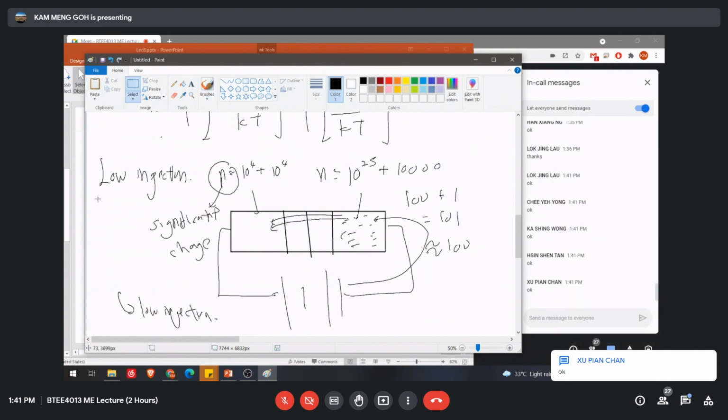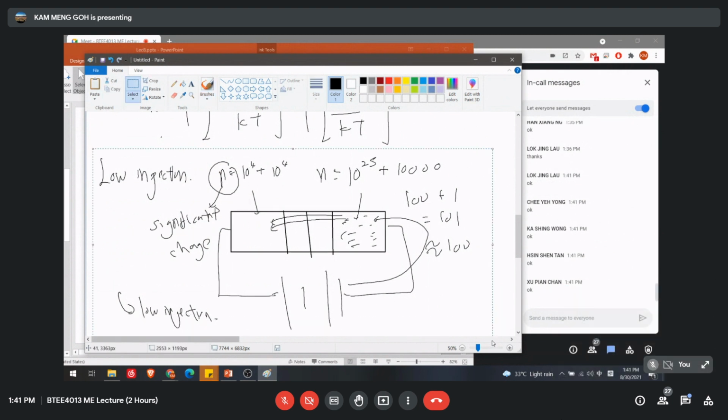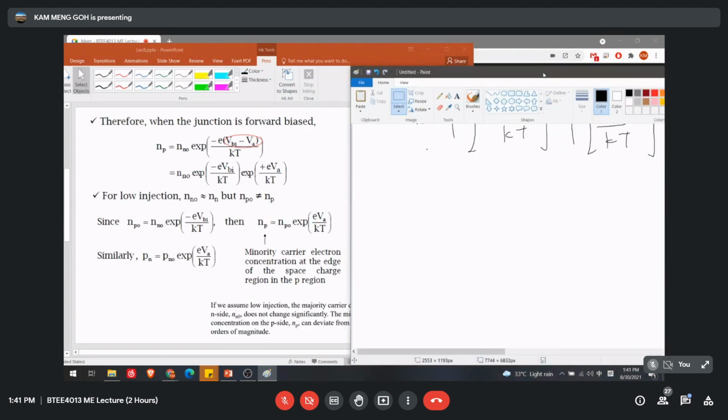Okay, then we proceed for the derivation there just now. So for the low injection, your NNO will more or less equal the majority, which is the ND. It didn't change much. But your MPO will not be the same as the MP, as we mentioned just now. Also, earlier, we know that the MPO equals the NNO exponential this thing. We derived it just now, earlier.